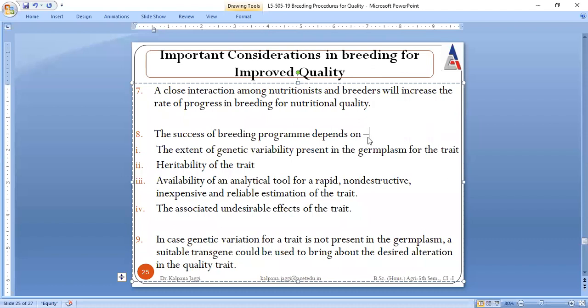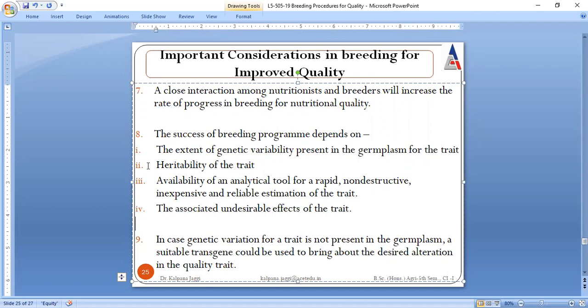And very important, the success of a breeding program for improved quality depends upon the extent of genetic variability, heritability of the trait, availability of an analytical tool, and success is often associated with undesirable effects also. As I said, when we go for an increase of protein content, it is always associated with a decrease of yield. That is the negative and undesirable effect.